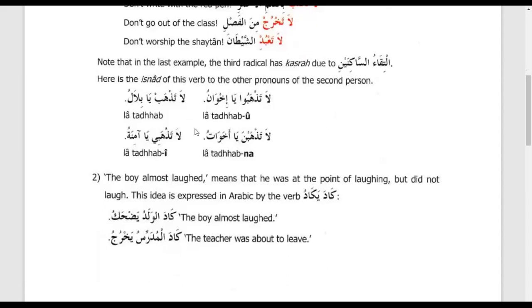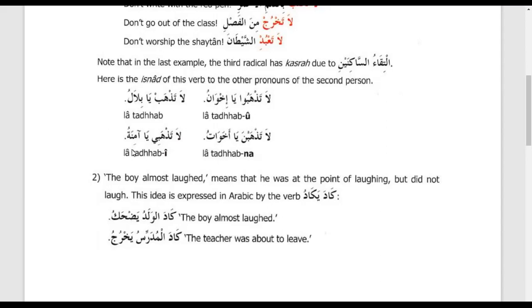Okay, so we know that when we talk to a singular masculine, we will say la tadhhab ya bilalu, so oh Bilal, don't go. But if we have plural, it will be tadhhabuna. And when we use la, then the noon gets dropped. If you remember, we discussed earlier, like for una sound, the noon gets dropped and it is replaced with alif. So it becomes لا تذهبوا يا إخوانو. Oh brothers, don't go.